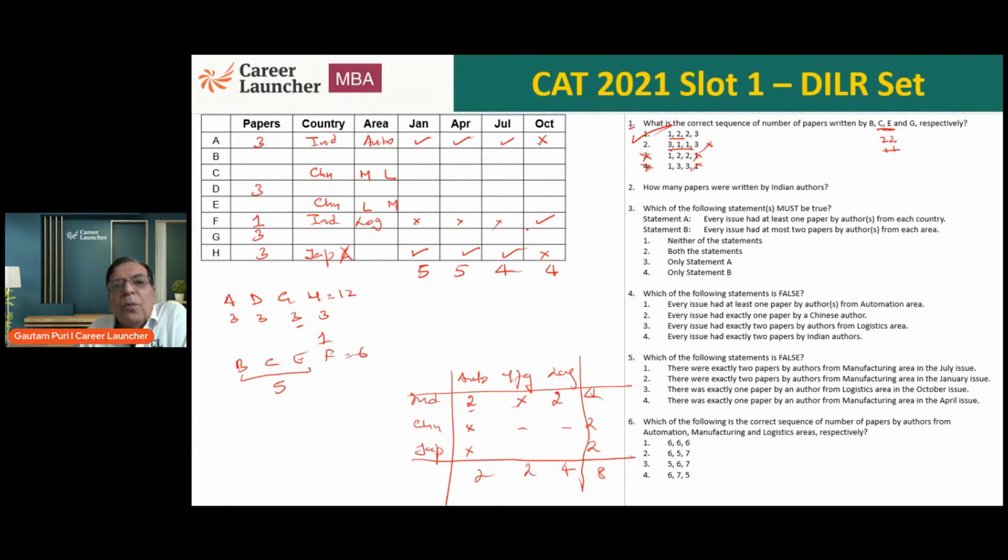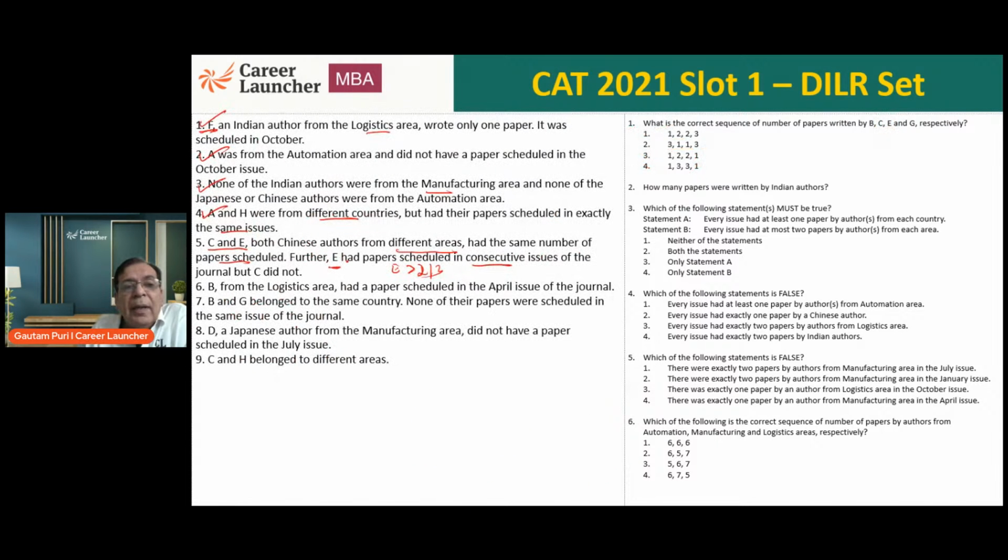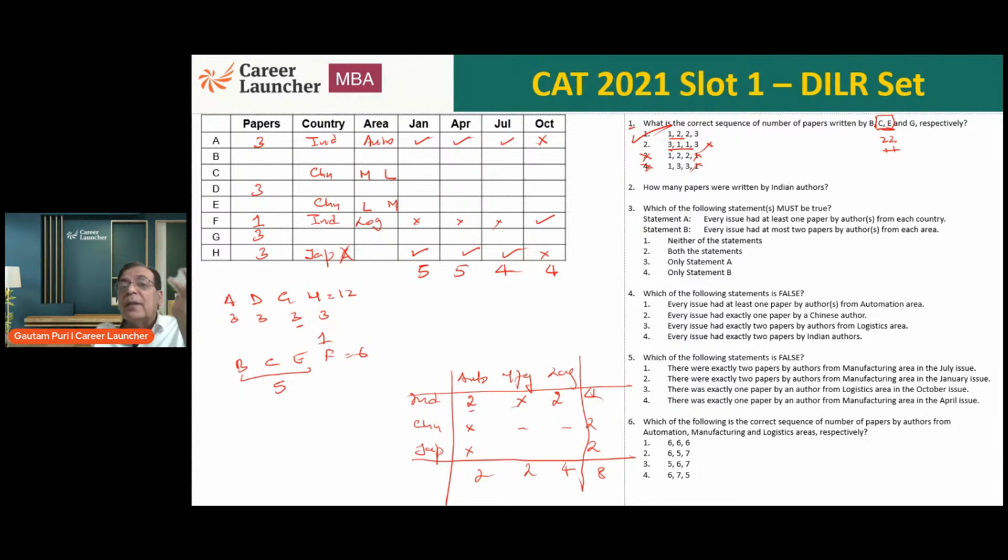Question 1, choice 2 is wrong because C and E have more than one paper. How do I know that? It says E has papers published in consecutive issues. To publish in consecutive issues, you need at least 2 papers. So the number of papers published by C and E has to be greater than 1. I got the answer to one. But this also tells me that B, C, E will be 1, 2, 2. So B will be 1, C will be 2, E will be 2.